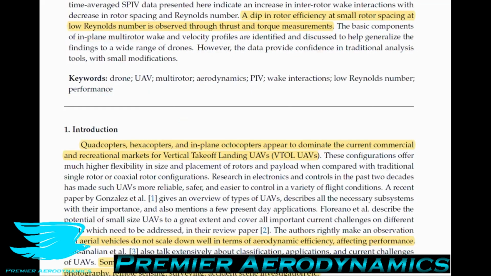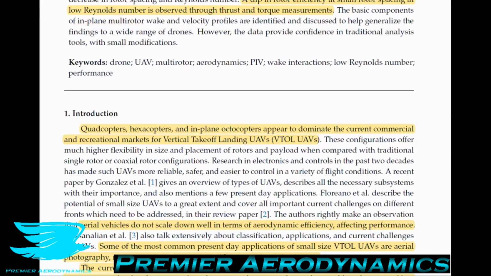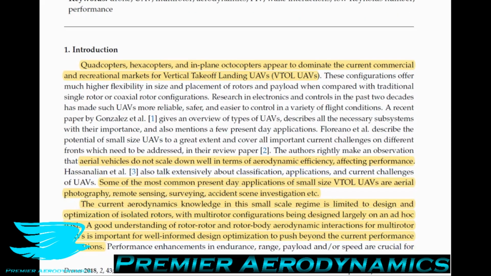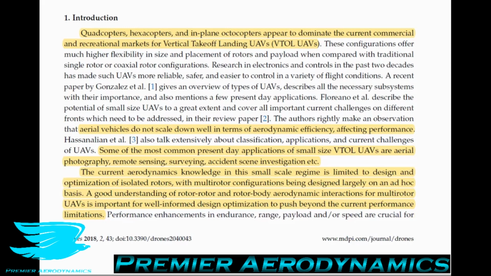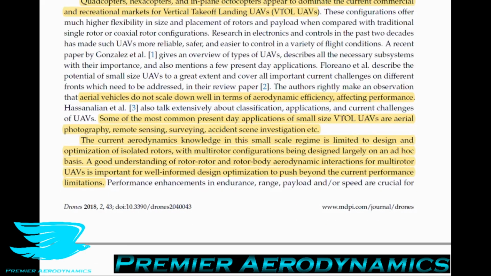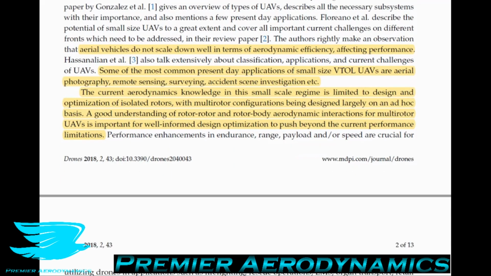So in the introduction, they said quadcopters, hexacopters, and in-plane octocopters appear to dominate the current commercial and recreational markets for vertical takeoff and landing UAVs, so VTOL UAVs. Interestingly, aerial vehicles do not scale down well in terms of aerodynamic efficiency and effective performance. Some of the most common present-day applications of small-sized VTOL UAVs are aerial photography, remote sensing, surveying, accident scene investigation, etc. The current aerodynamic knowledge in the small-scale regime is limited to design optimization of isolated rotors, with multi-rotor configurations being designed largely on an ad hoc basis.